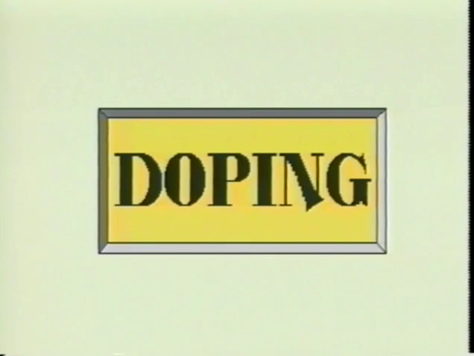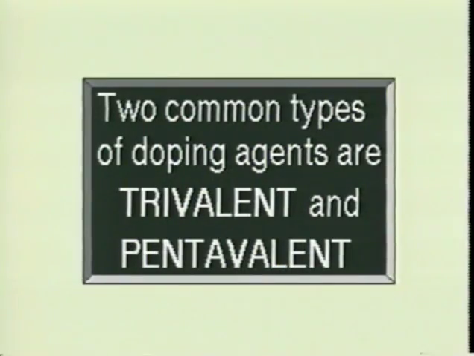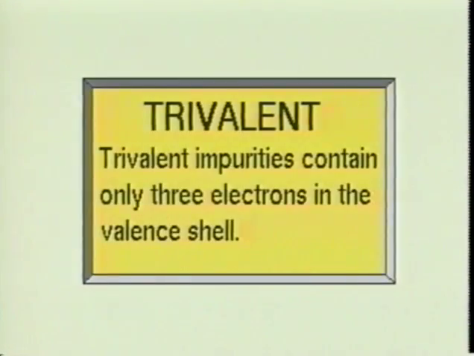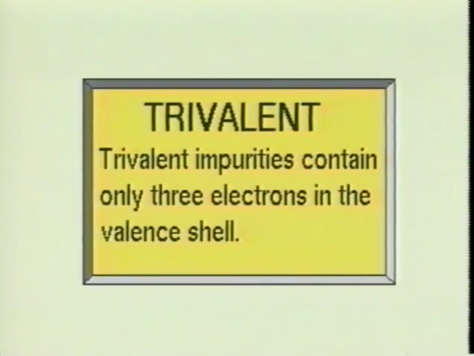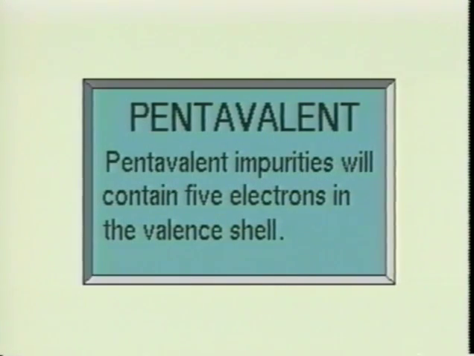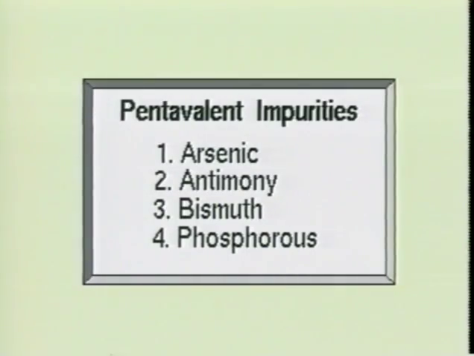There are 2 classifications of impurities used for doping. These are trivalent and pentavalent. Trivalent elements will contain only 3 electrons in the valence shell, whereas pentavalent elements will contain 5 electrons in the valence shell. Common pentavalent impurities include such agents as arsenic, antimony, bismuth, and phosphorus.